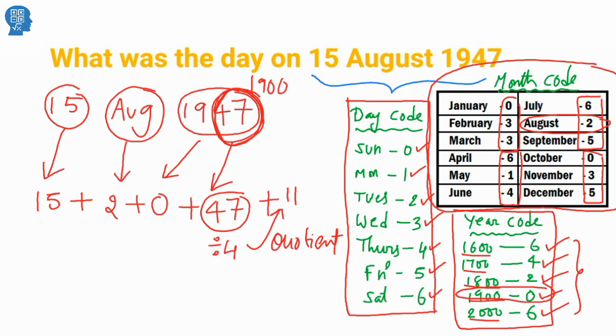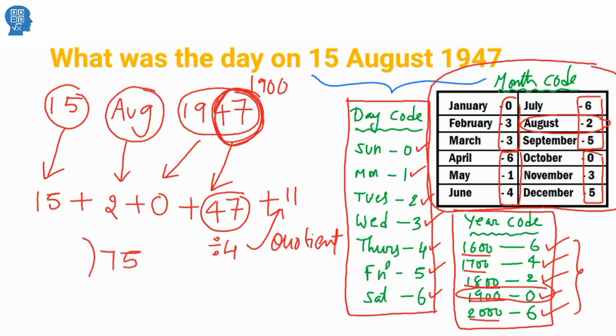In this way you get 5 numbers. The first number is 15, the number of days in the month. The second is the month code. The third is the year code. The fourth is the last 2 digits of the year. The fifth is the quotient obtained when you divide the last 2 digits of the year by 4. Now add all the numbers: 15 plus 2 is 17, 17 plus 11 is 28, 28 plus 47 gives 75. So we have 75 odd days.